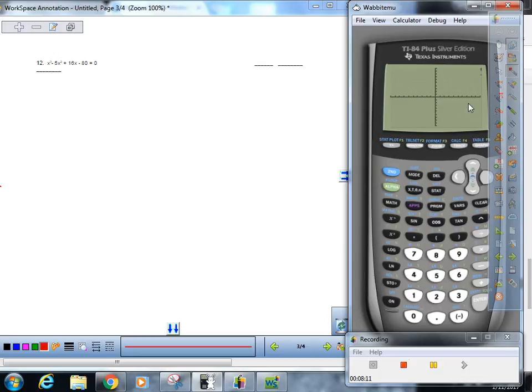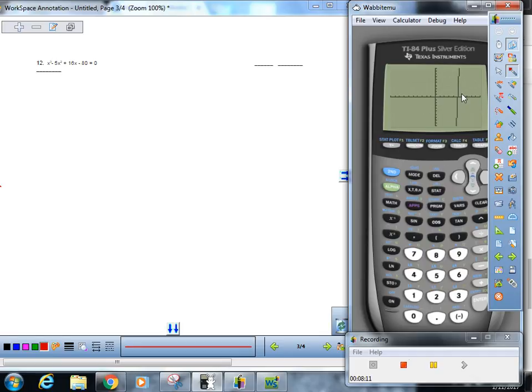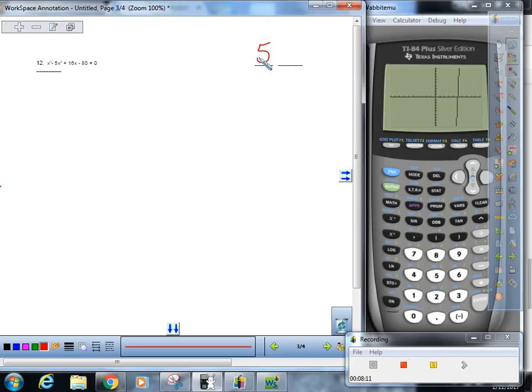Okay, so here's the tough situation. We only have one real root, and it looks like it's at 1, 2, 3, 4, 5. Okay? So we know that one of our answers is 5, and the other 2 are imaginary. So what we have to do is make this thing into a quadratic.